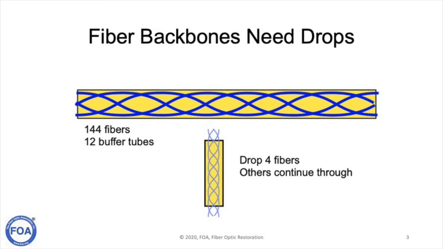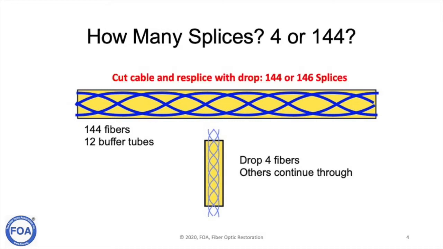Suppose you have a 144 fiber backbone cable and you need a 4 fiber cable dropped to a particular location. Can you do that? This is a question we've been asked at FOA quite a few times. The question is usually asked in terms of, do I need to splice all the fibers? Is there a way that I can only splice the fibers that I need to drop at this point? And the answer is, yes, there is.